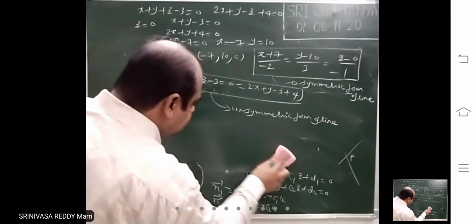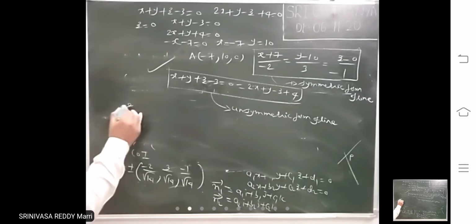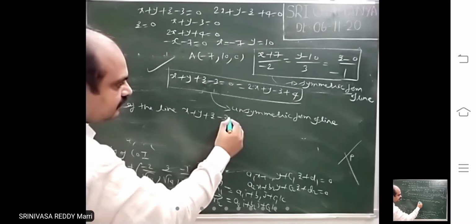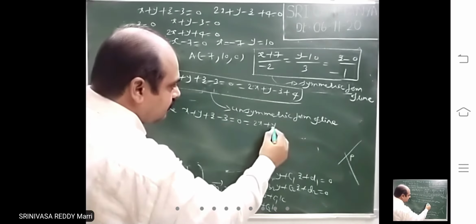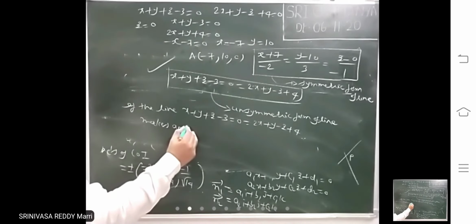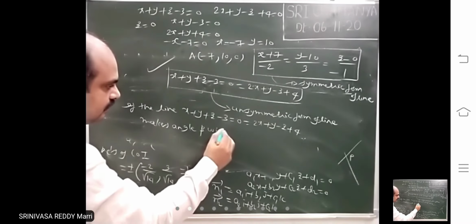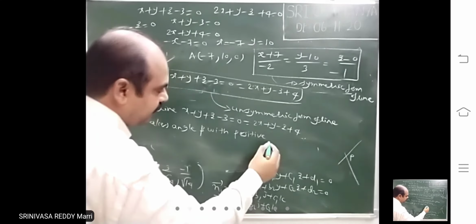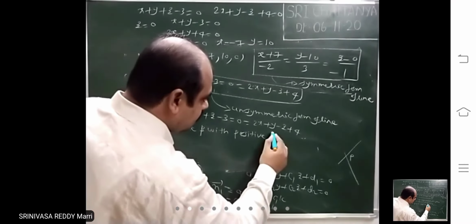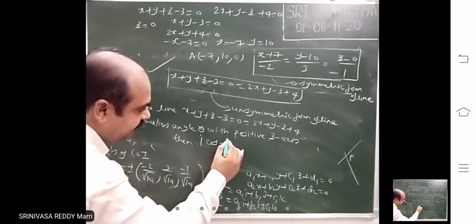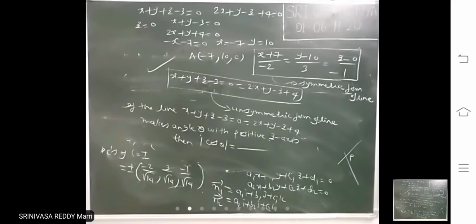Look, in this same question, if it is asked like this: if the line makes angle theta with the positive z-axis, then modulus cos theta equals dash.